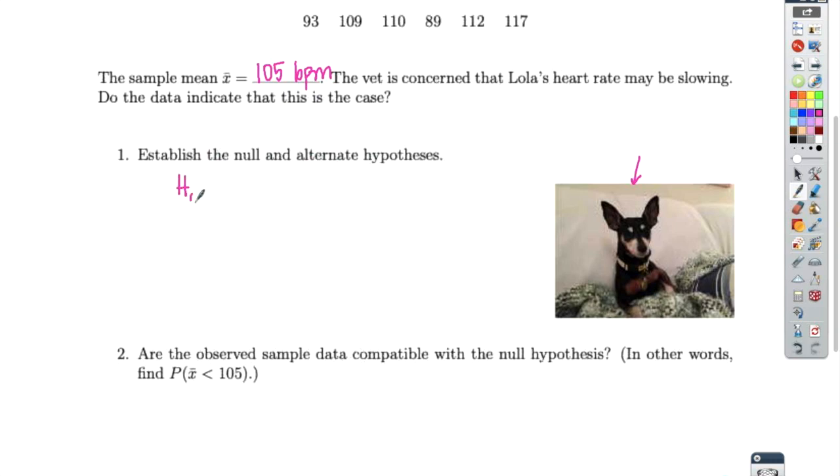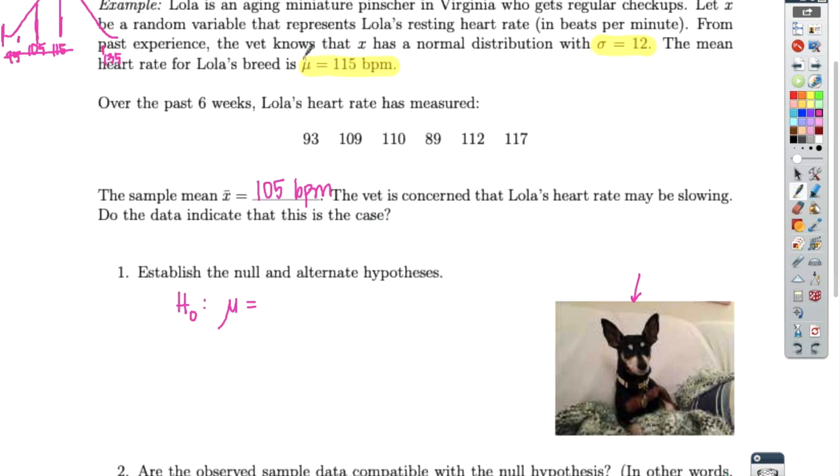Well, the null hypothesis, remember, is that nothing has changed. So the null hypothesis is that the population mean is equal to 115 beats per minute. The null hypothesis is always going to have an equal sign. So basically you take whatever mean they gave you in the problem and just copy that right here. Whatever they give you, population mean, just don't change it. That's your null hypothesis. Always going to have an equal sign.